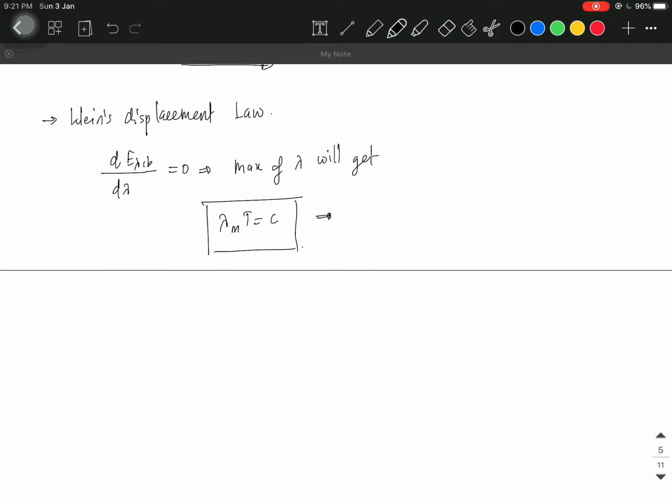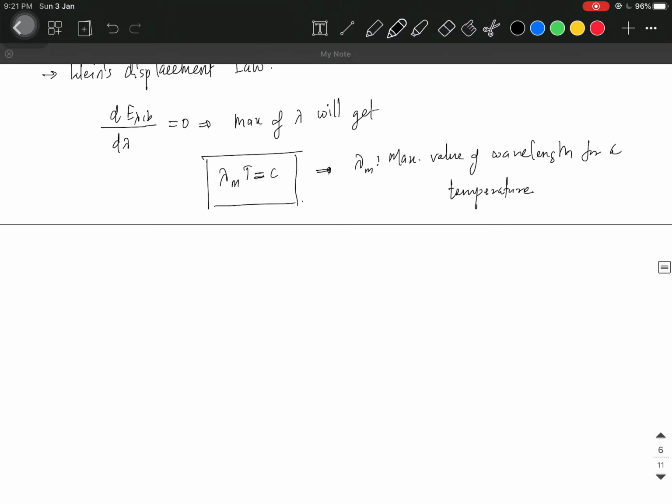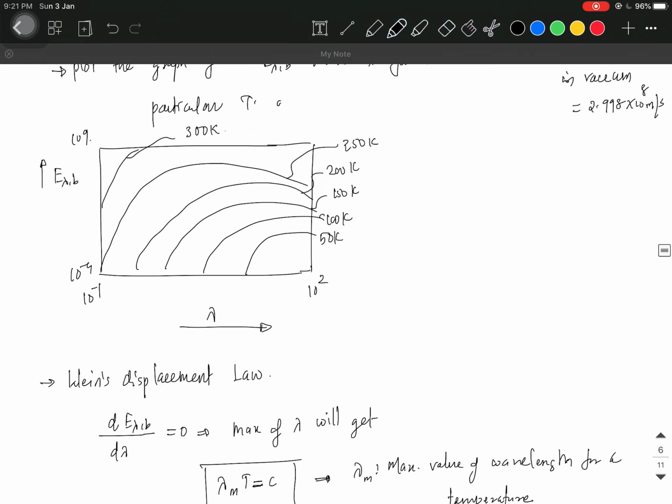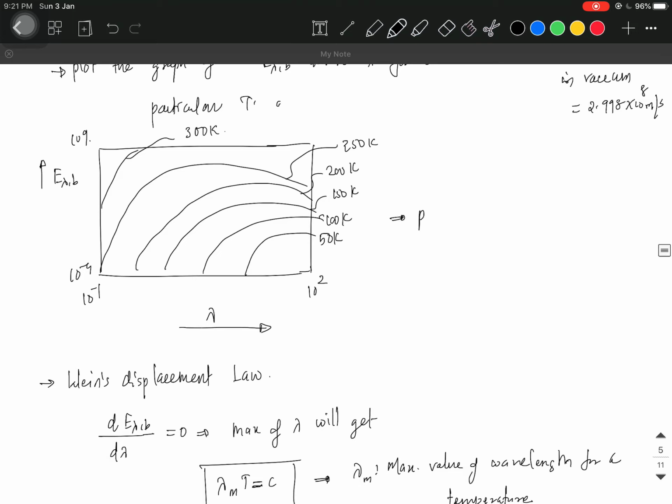an equation that is lambda m into T is equal to a constant, and this particular equation shows that lambda m is the maximum value of wavelength for a particular temperature. Okay, and this particular equation shows that the product of the maximum value of wavelength and the temperature corresponding to that wavelength will be a constant.